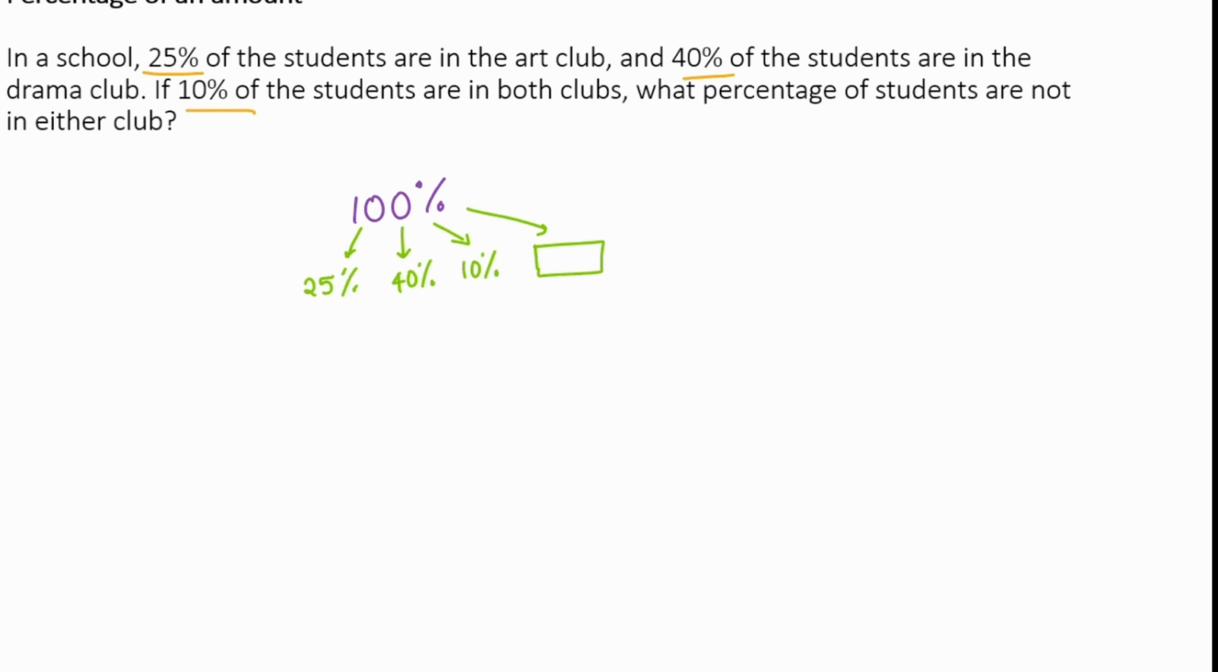So in order to work that percentage out, first we are going to add these ones up. So 25 plus 40 gives us 65. 65 plus 10 gives us 75. And in order to find the percentage that we need, we are going to do 100 take away 75, and that gives us 25. So 25% of the students are in neither of the clubs.